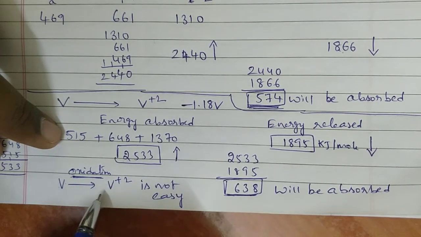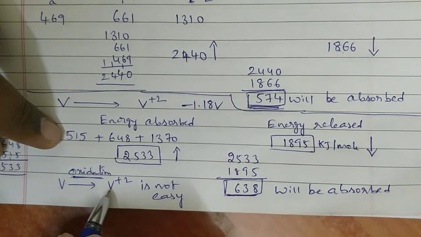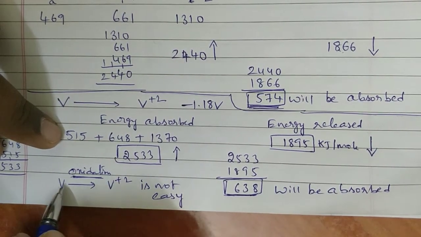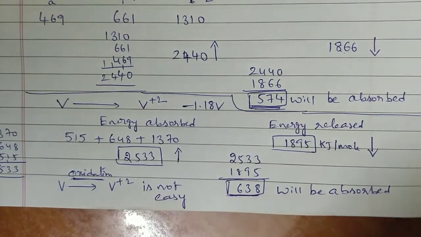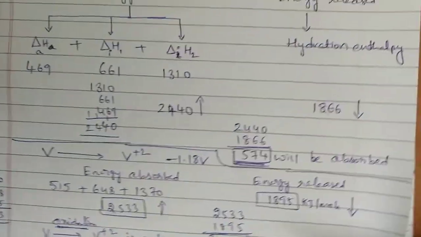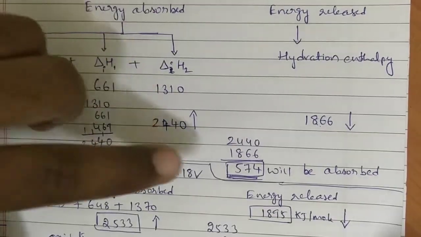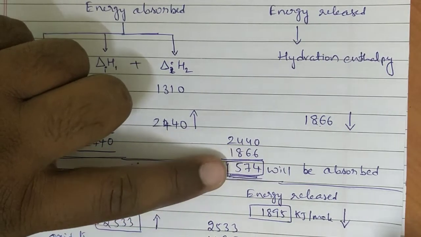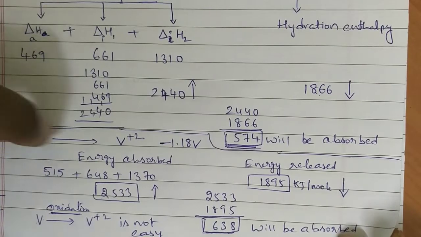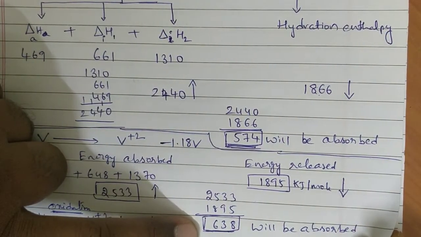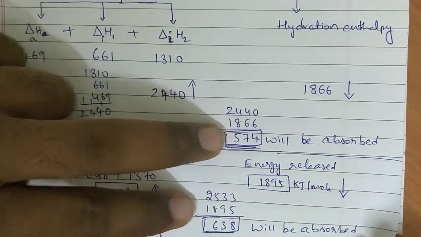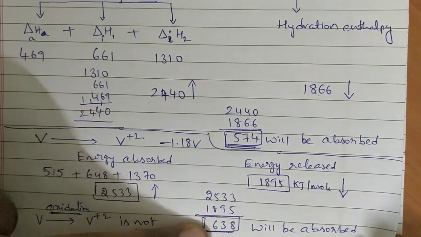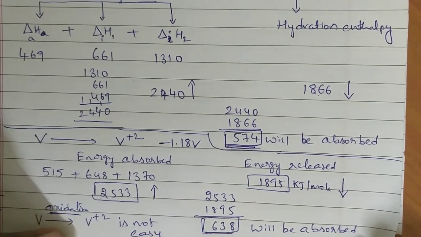Vanadium to V plus 2 is undergoing oxidation. Actually, it is not an easy process when compared to titanium. So I am writing it clearly now. I hope you are understanding, everyone. Once again, titanium to Ti plus 2 conversion requires 574 kilojoules per mole of energy. Vanadium to V plus 2 conversion requires 638 kilojoules per mole. The process which requires a high amount of energy will not take place easily. So vanadium cannot undergo oxidation easily when compared to titanium.